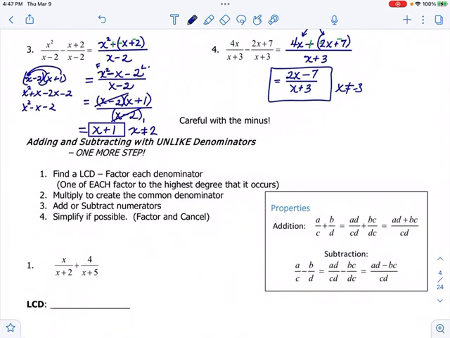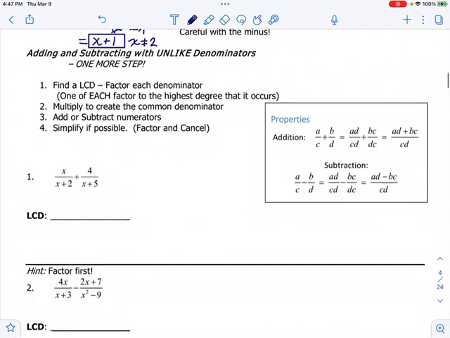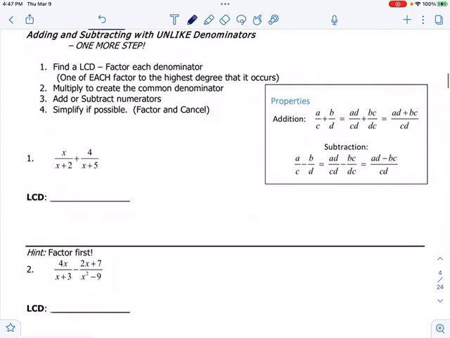So adding and subtracting with one more step to get a common denominator. First, we want to find an LCD. We want to factor each denominator, and then one of each factor to the highest degree that it occurs is what the LCD is going to be. And then we're going to multiply to create the common denominator. So now we have a common denominator. We go back to adding or subtracting numerators and then simplify.